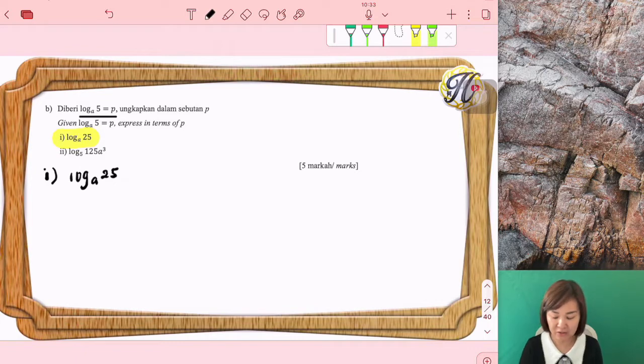Okay, what we see here is 25. Kita nampak nilai ni 25. So, kita nak tukar kepada 5 kan? So, 25 adalah berapa? Macam mana kita nak tukar kepada 5?